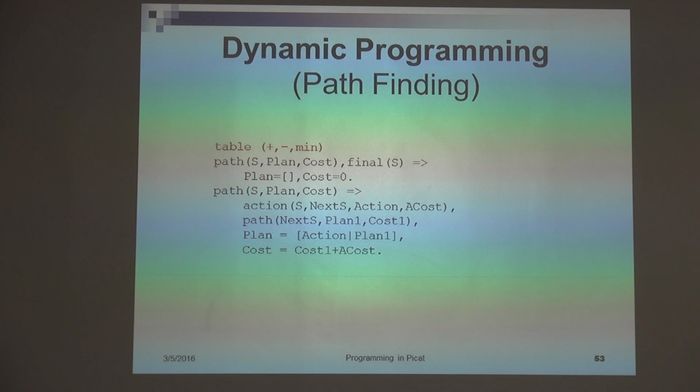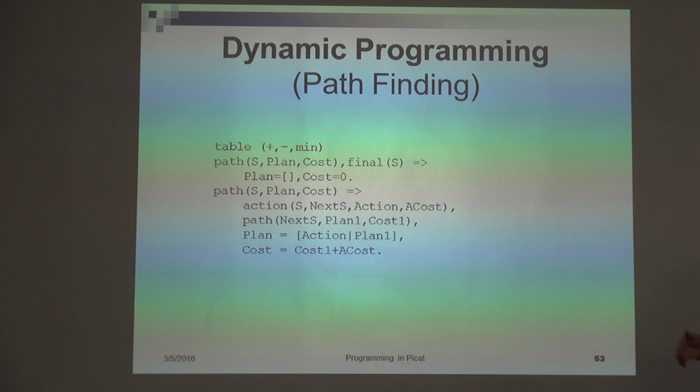We want to find a path that can transform the initial state to the goal state. So we can use this model-directed tabling. Plus means it's input. The state is the input. The path is to be returned, so it's output. And also the length of the path is to be minimized, so it is min.